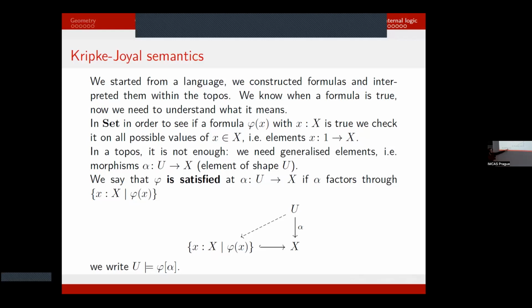And we write u, this is called forces, u forces phi of alpha, but it can also be read as phi is satisfied at u on alpha. Okay, so this is the Kripke-Joyal semantic, and this is a way of using this general principle. We have a way of deducing truth of certain formulas from formulas that build this formula. But they are quite complicated and maybe not as intuitive as what happens in a Grothendieck topos.